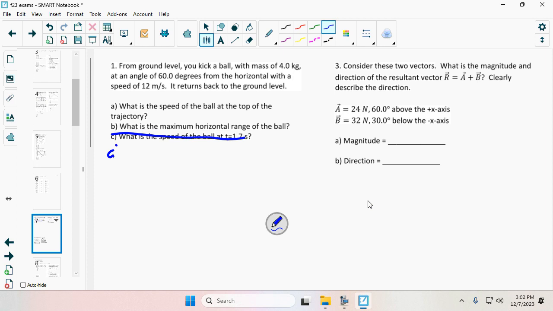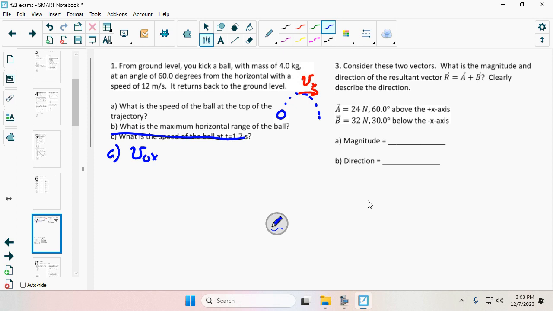So first, for part A, what is the speed of the ball at the top of the trajectory? Remember, when I have an object that's following a path like this, at the top of the trajectory, the velocity at the top is entirely in the x direction, and the velocity in the x direction doesn't change. So part A, I'm really just asking, what is the x component of the initial velocity? That's really all that I'm asking.